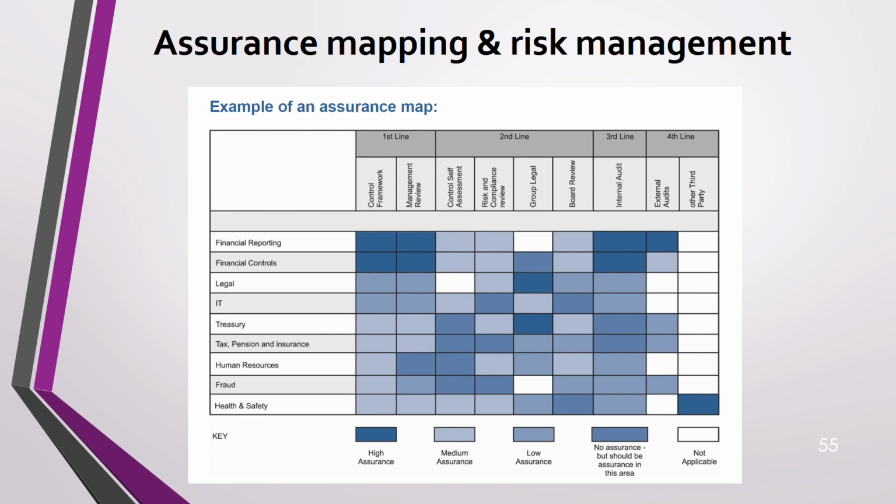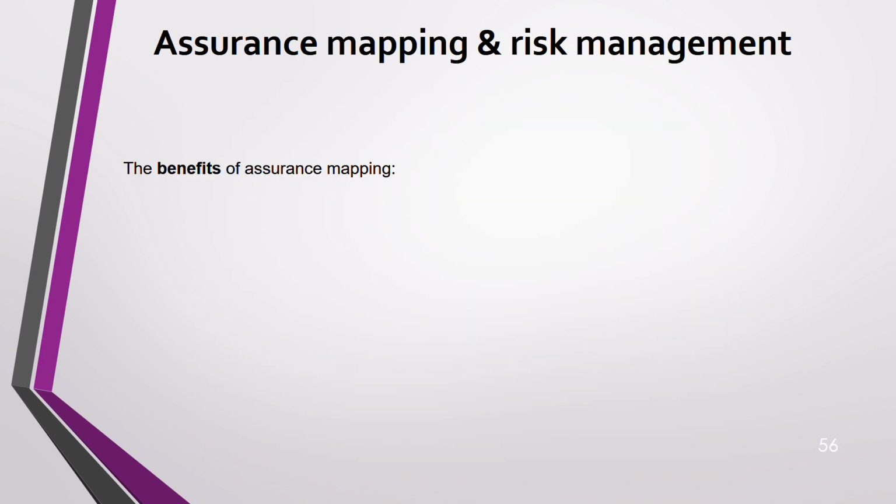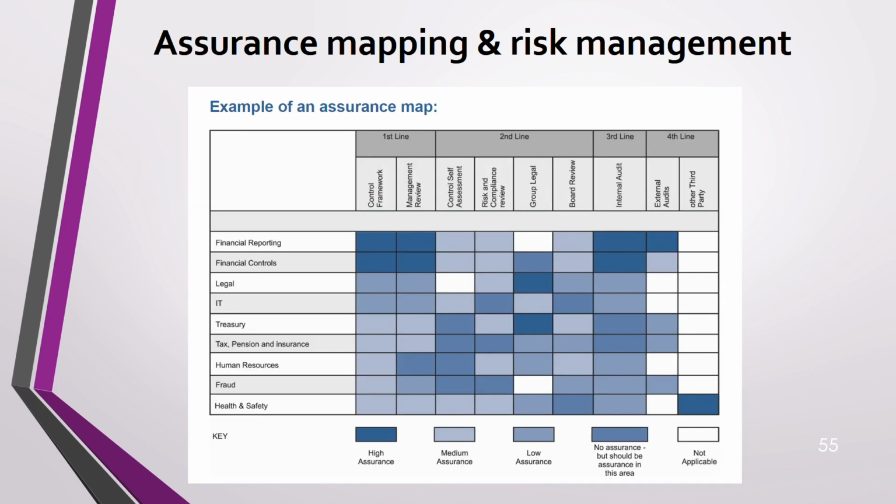And just go to the top, the 4 lines. It says first line, second line, third line, fourth line of defense. So first line, if you can see, it says control framework, management review. That means managers. Second, it is like risk and compliance review. Third, it is like the board review. Sorry, the second is board review. Third, it says internal audit. Fourth, it says other third party or external auditors. So now let us go to the benefits of assurance. So these are the 4 lines. First line is usually the managers in your organization. Second line, the board reviews it. Third, internal auditor. Fourth, external auditor.